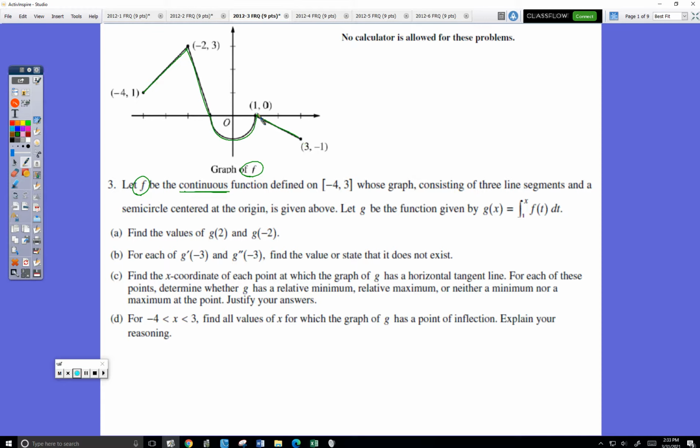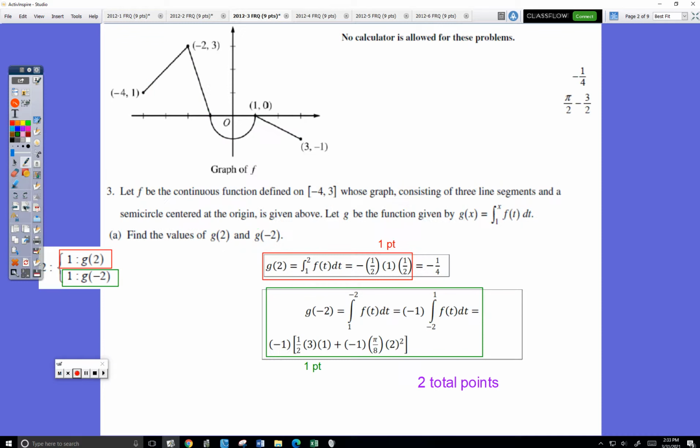Okay, I don't really need any of that. Let's cross some stuff off here. Don't need this. I can see that that's the graph. They give me a formula for g. I've seen this kind of thing previously. G is an integral of f. Find the values of g of 2, g of negative 2.